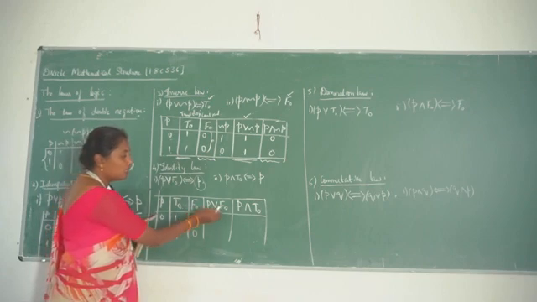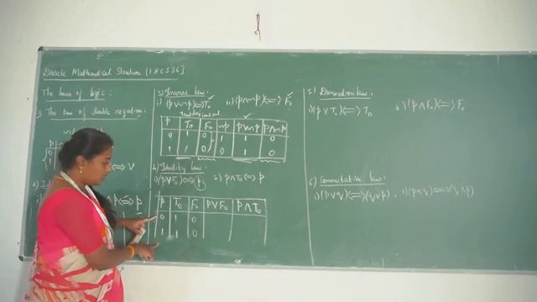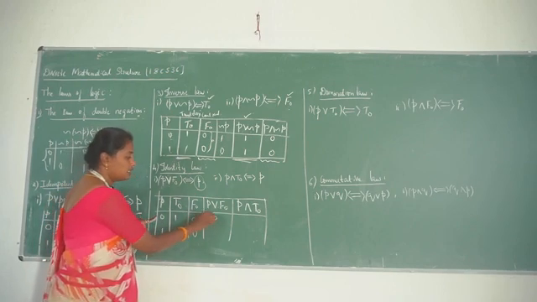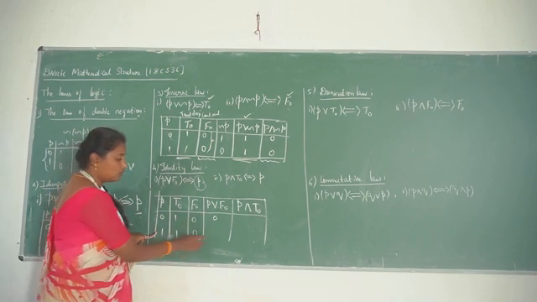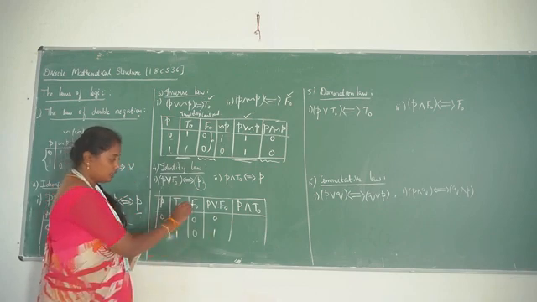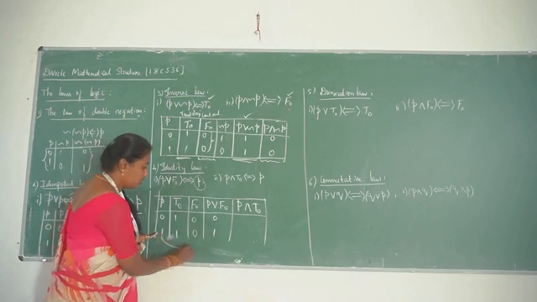P or F naught: this is the P statement, F naught, 0 or 0 is 0, 1 or 0 is 1, that is P or F naught is 0 1, which is the same as these two.